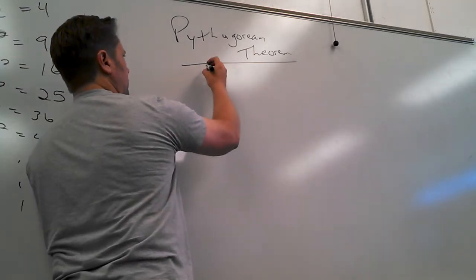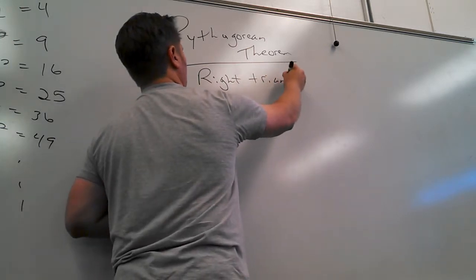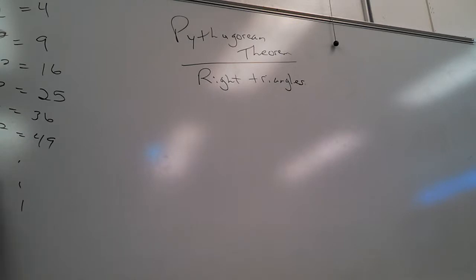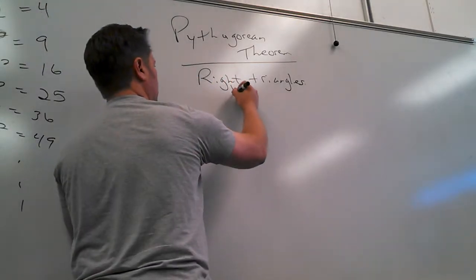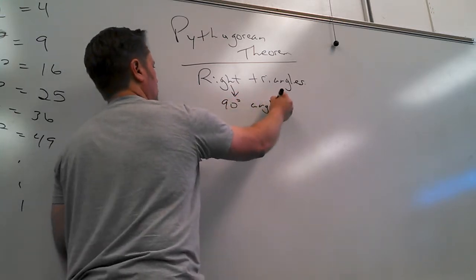What this deals with is right triangles. What is a right triangle? Has a 90-degree corner. I love it. That was my next question. So this word right means that there must be a 90-degree angle in that triangle.